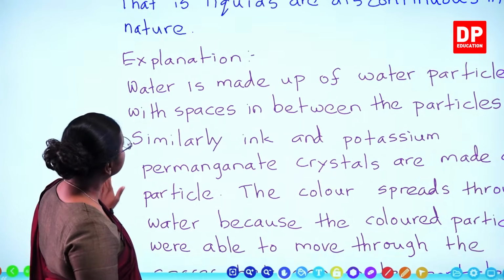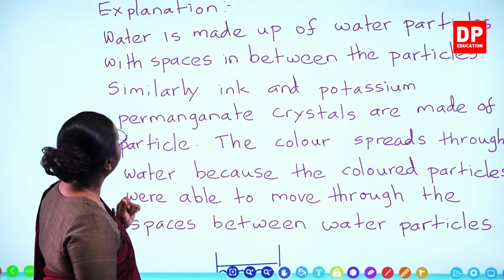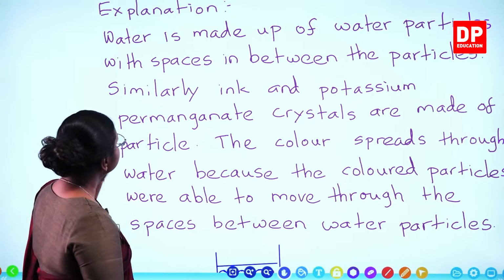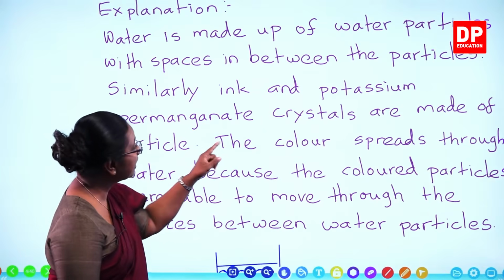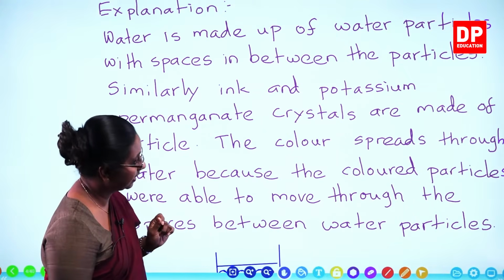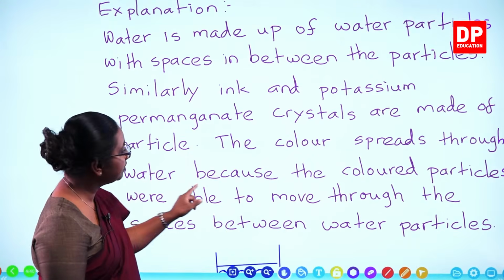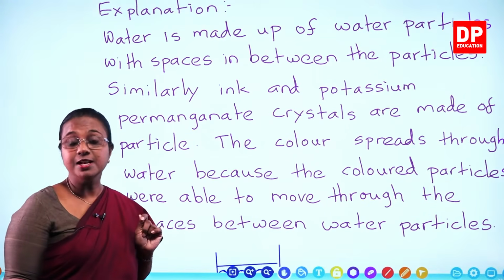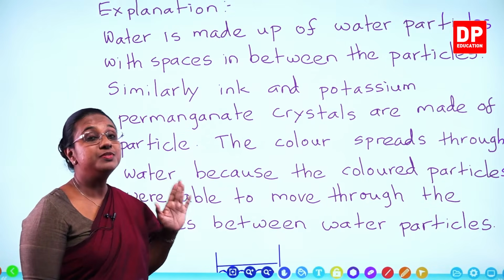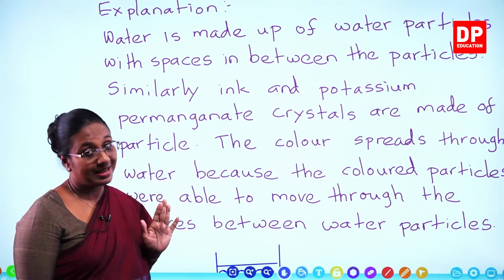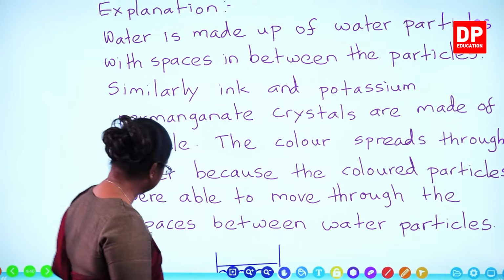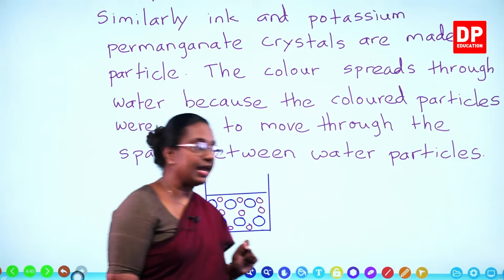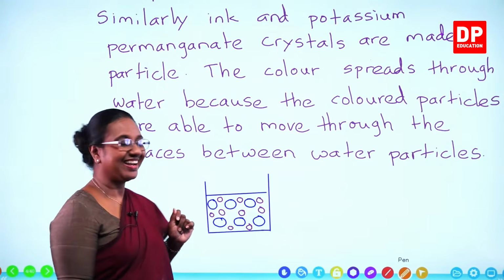So I have given you all the explanation as well. Water is made up of water particles with spaces in between the particles. Similarly, ink and potassium permanganate crystals are made of particles. The color spreads through water because the colored particles were able to move through the spaces between water particles. So that proves that they are all particulate in nature. I am sure you all can understand that. So this is what I have shown you all here as well. So with that students, we will move on to the next slide.